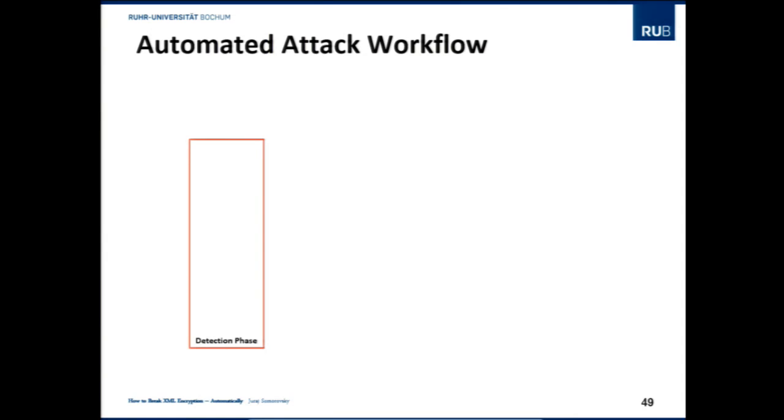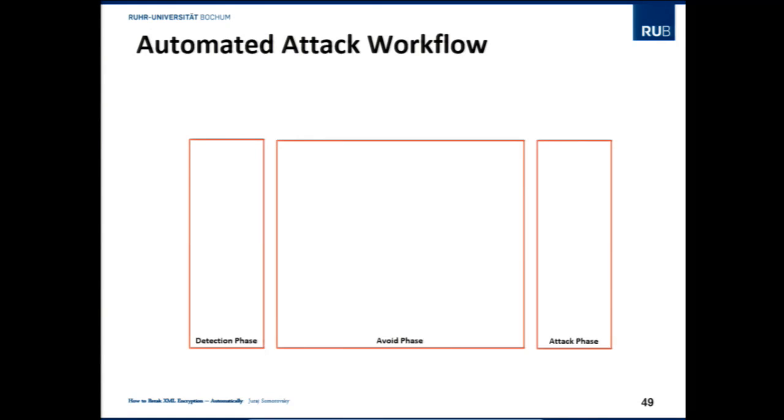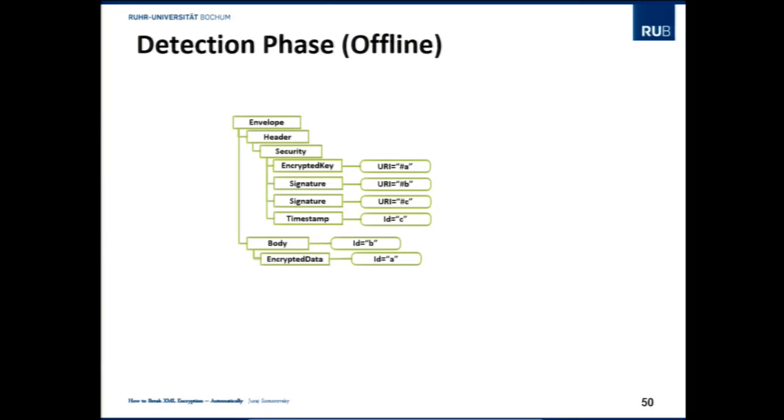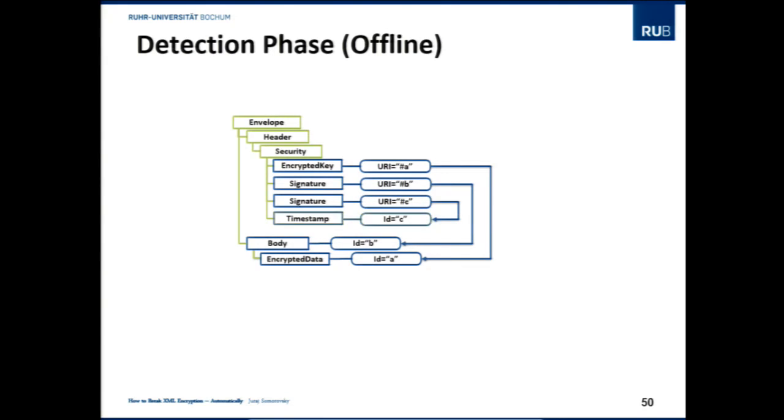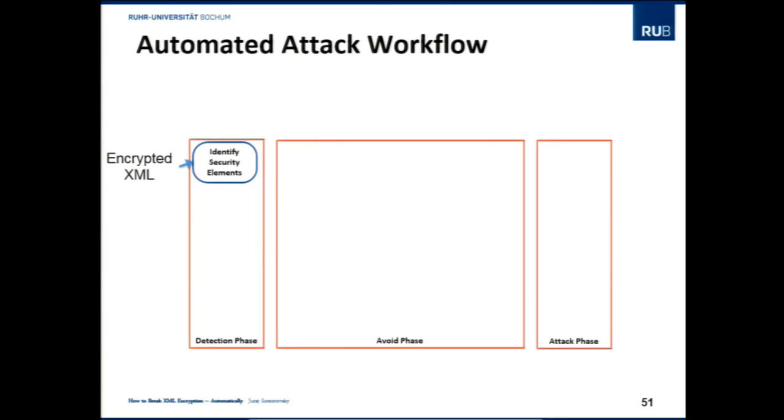We have 3 steps. In the first phase, we have a detection phase. Then we have an avoid phase and an attack phase. The input encrypted XML file goes into the detection phase, where we have to identify the security elements. So imagine we have this message, and it has some security elements, and we analyze: okay, there is an encrypted key element which is used with encrypted data. Then there are 2 signature elements. The first signature element protects the body element, and the second signature element protects the timestamp. So this is the first phase in the analysis. This is done offline.